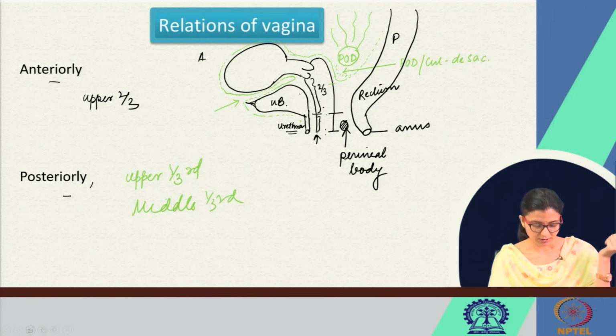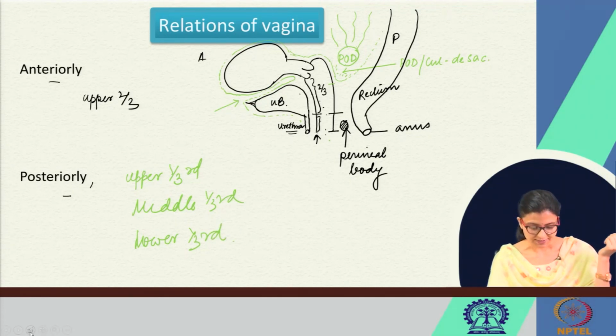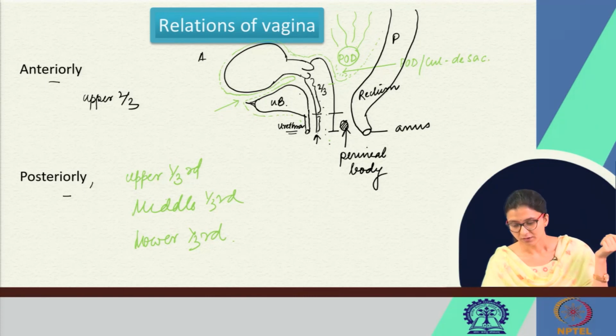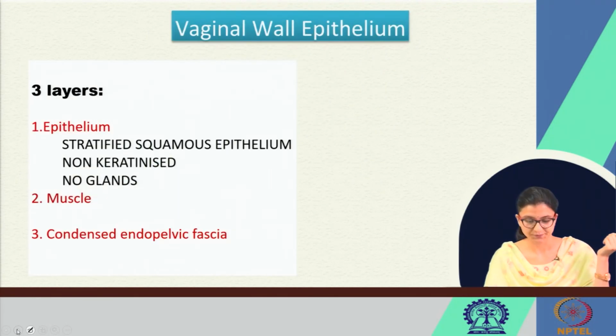So, I hope it is clear. Upper 1/3, middle 1/3 and lower 1/3. Any stitch, any surgery, any pelvic floor repair involving the posterior vaginal wall, we have to be very meticulous to prevent injury to rectum and anus, which comes in the posterior relation.